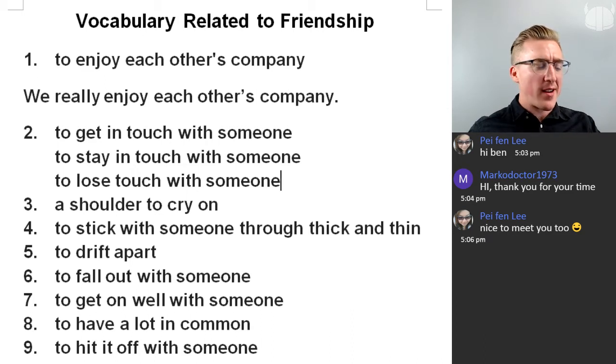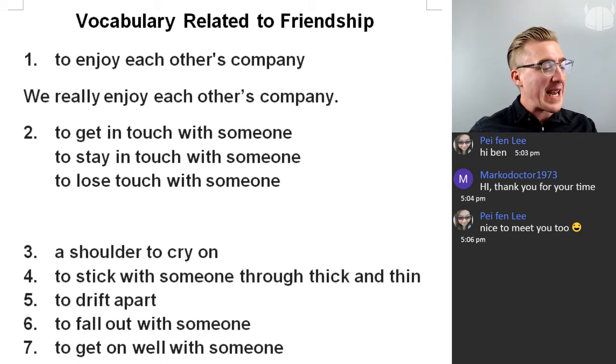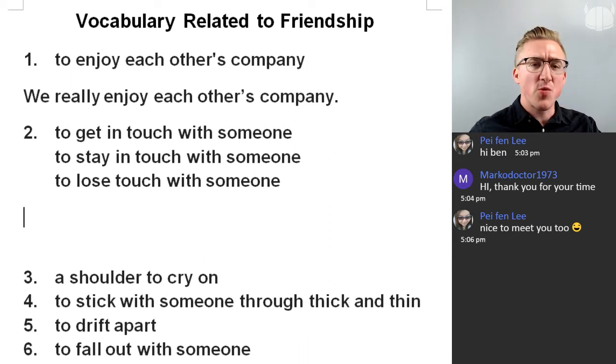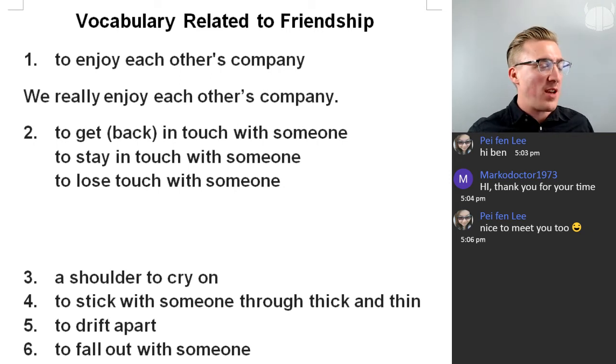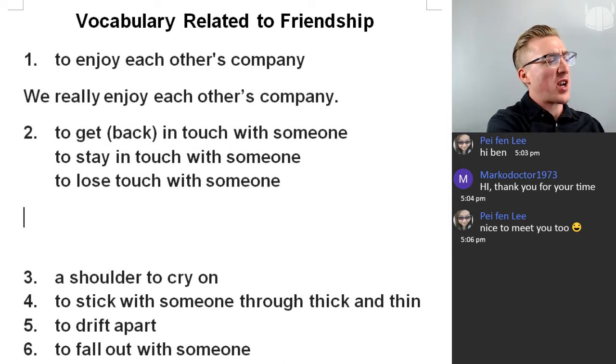This second one I put in here because I hear a lot of mistakes with this particular expression. To get in touch with someone, to stay in touch with someone, to lose touch with someone. All of these have touch with someone, but they each mean something different. So to get in touch with someone is to make first contact with someone, or we can add the word back, and that means that we return to being in contact with someone. All right, so let me give you a couple of examples here.